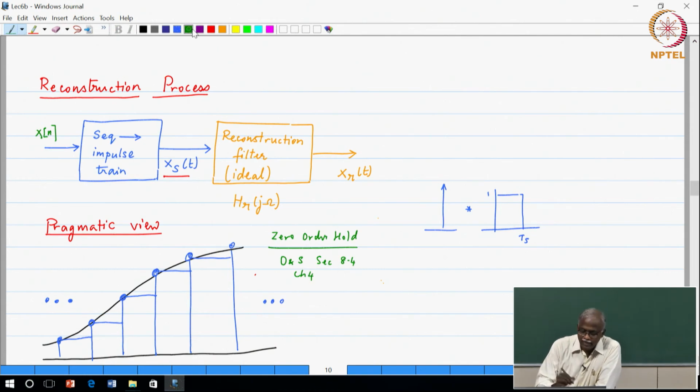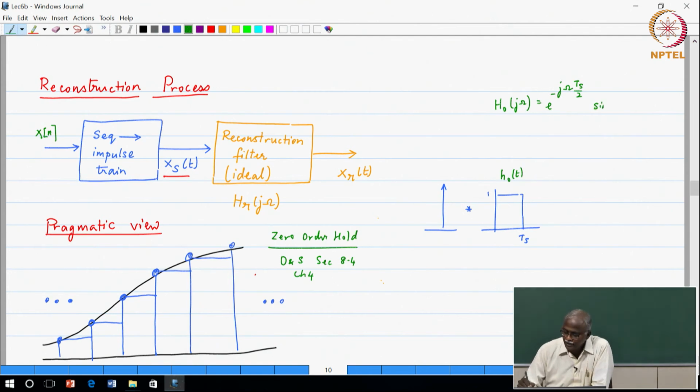Now, if I call this H naught of t, H naught to indicate that it is a 0th order hold, I am sure you will be able to do the Fourier transform, H naught of j omega. What you would do is advance it by Ts by 2, then you get a symmetric waveform which you can easily compute. So e to the power minus j omega Ts by 2 is the shift. Then you get a rectangular function, which gives you sin of omega Ts by 2 divided by omega. That is the expression of the Fourier transform.